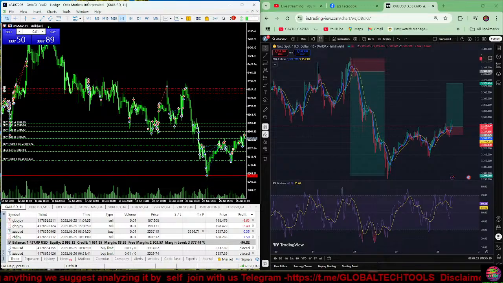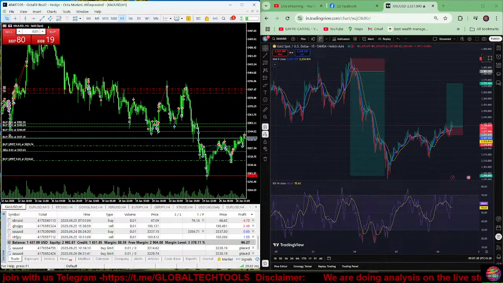A minimum of 3, anything above 3 is obviously better. The more, the better, because it means that it is more respected. So when you're going to use this as an area of interest, it's going to work to your advantage a lot better. So you want to make sure that you're using the current price as an area of interest.